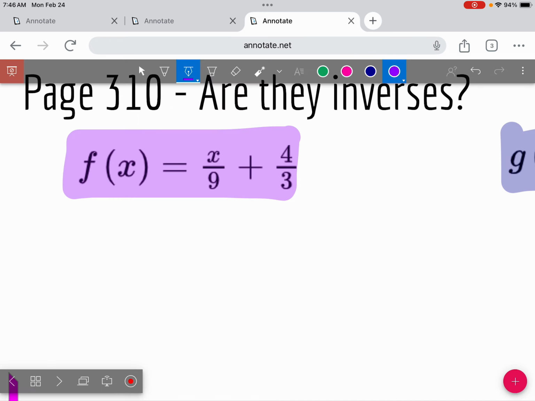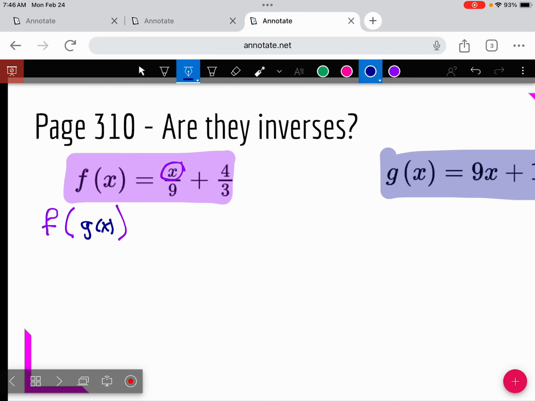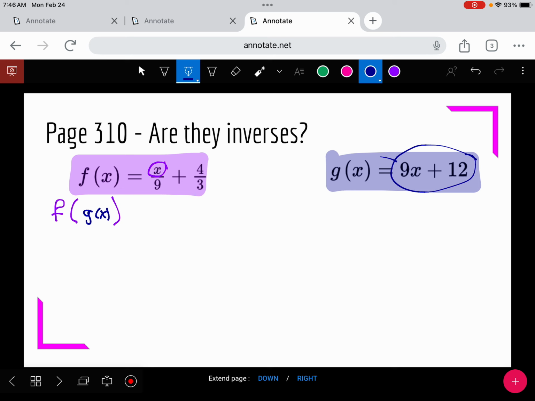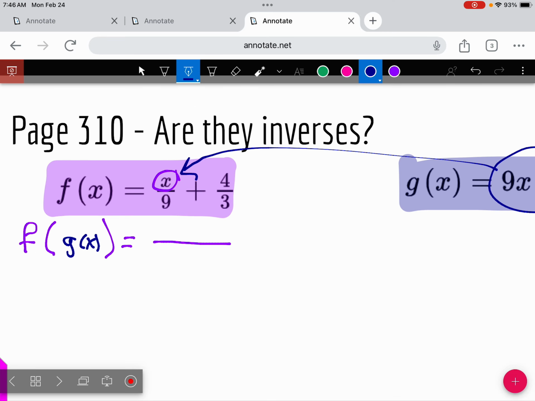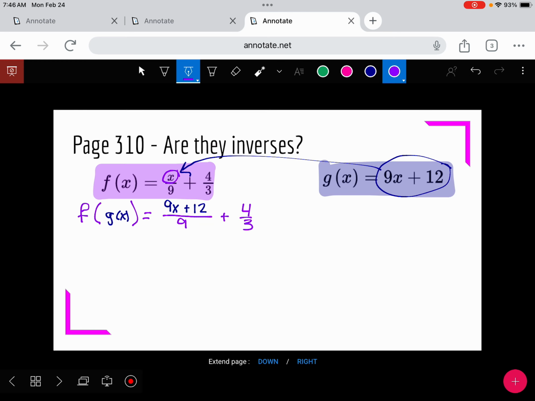So we're going to set it up the same way. We're going to do our f of g of x. So wherever I have an x in here, we want to substitute in our g of x. This guy is going to go in place of that x. So we can write this as our 9x plus 12 over 9 plus 4/3. Gross. But we can do this.